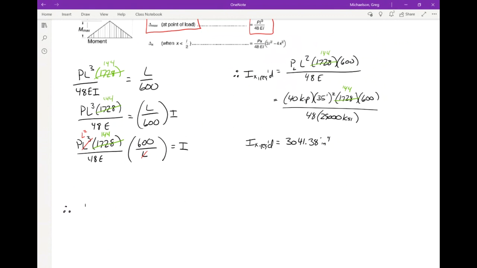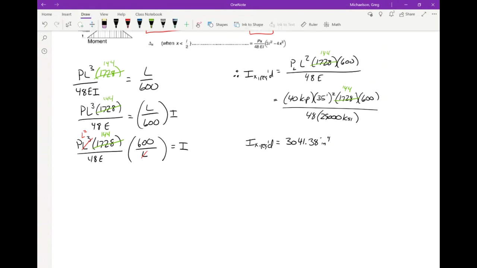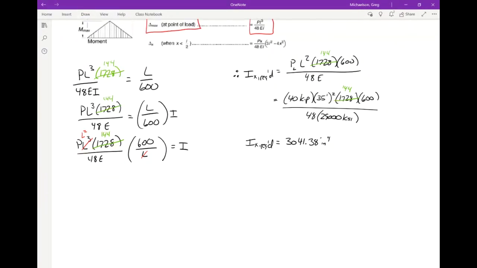So here we'll do like a redo. All right, redo. So Ix required is P L squared times 600 over 48E. Okay, now that's ignoring that conversion factor and just assuming everything is consistent units.